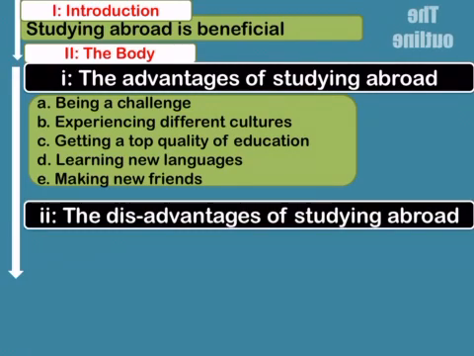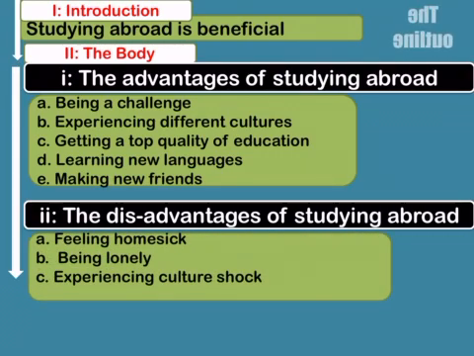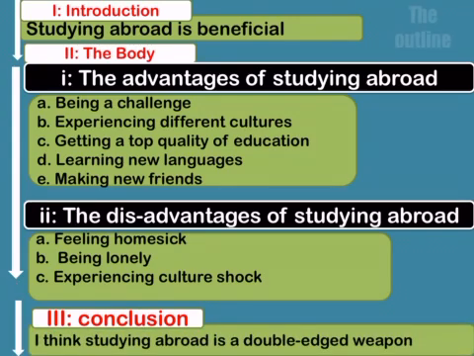For the disadvantages of studying abroad, it can be feeling homesick, being lonely, experiencing culture shock. And then I chose to summarize the topic by mentioning that studying abroad is a double-edged weapon. It can be also a kind of opinion. And also here you have to expand this simple sentence so that you can write a good conclusion to your topic.